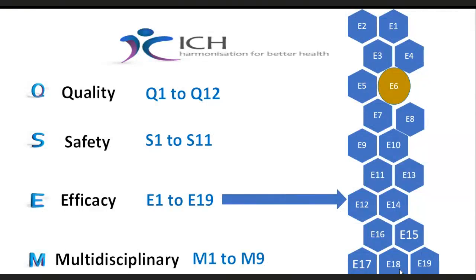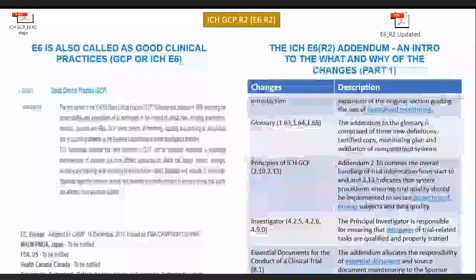Okay, good. So E6, whenever people ask you what is ICH E6 GCP, you correct them. It's nothing like ICH E6 GCP. Either you have to say ICH GCP or you have to say ICH E6. E6 itself is called GCP. It is not ICH E6 GCP or ICH GCP E6. So E6 is nothing but GCP itself. This is what you need to know.